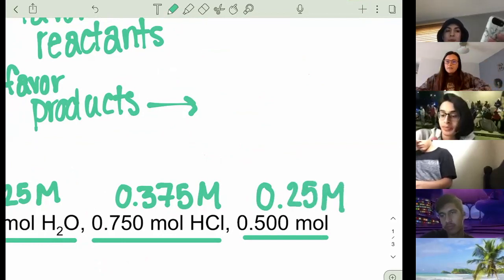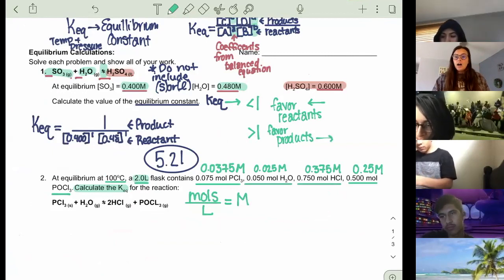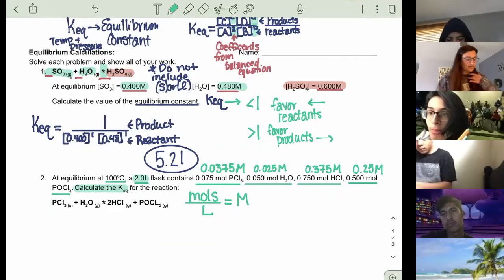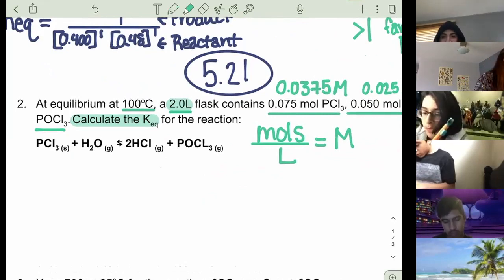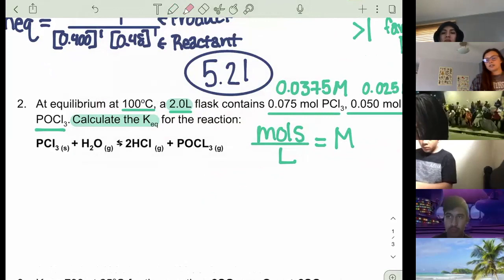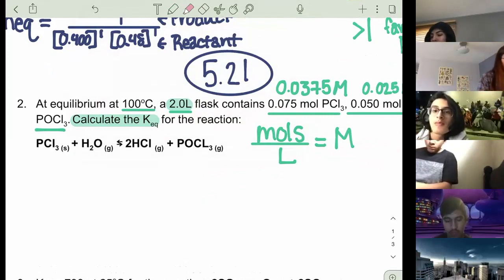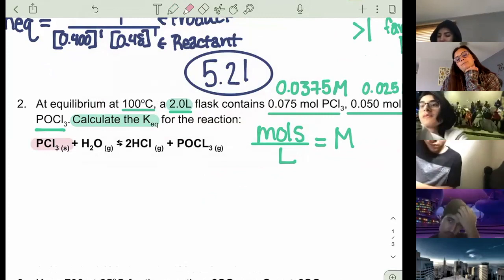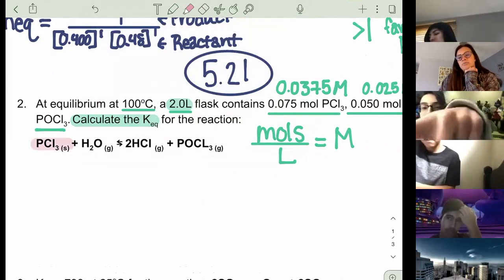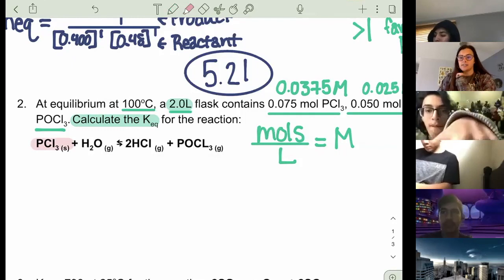Now that we have all of our concentrations, we can set up our equation to solve for our equilibrium constant. We have to see what we're actually going to include in this equation. There is one concentration that we should not include, and that is our concentration for PCl3, because why? It's a solid. Awesome job, Gio. It is a solid, so we don't need to include it. The same thing would happen if it was a liquid.